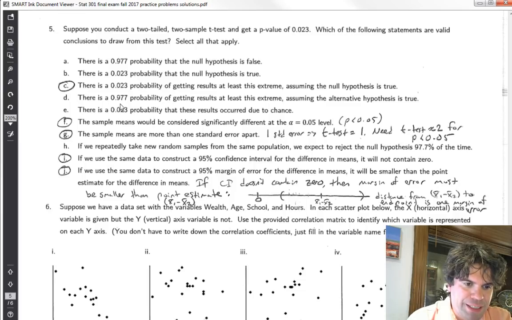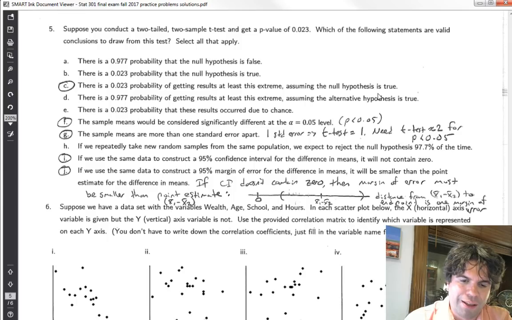There is a 0.977 probability of getting results at least as extreme, assuming the alternative hypothesis is true. This sounds like the converse of C. It almost sounds like this should be right because, hey, I just took 1 minus 0.023 and got 0.977, and so if I'm going to do the converse there, or the complement as we call it, then I should also switch between null and alternative.